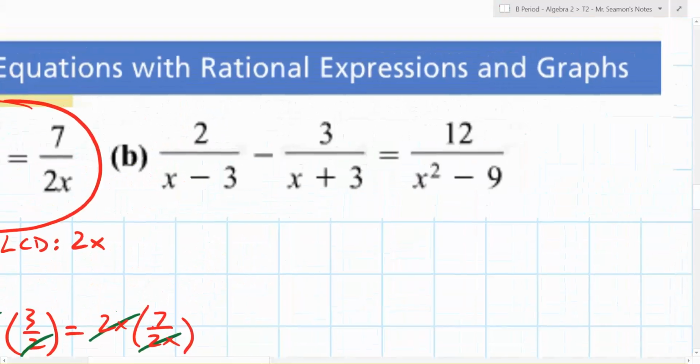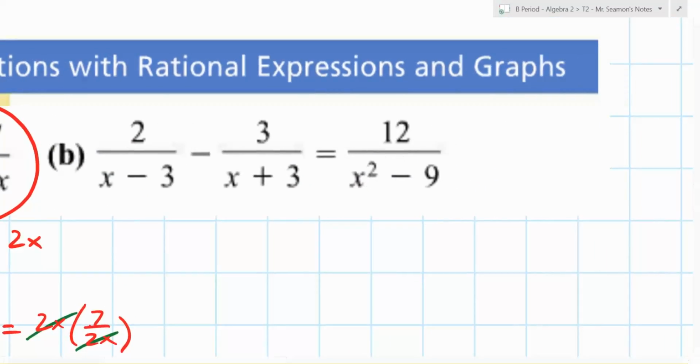Let's look at this one right here. This one looks a lot worse. Is it? No, not really. Can someone tell me what the LCD is on this one? Be careful. Hannah, what's the LCD? x squared minus 9. It is. What's the factored form of that? x minus 3 and x plus 3.